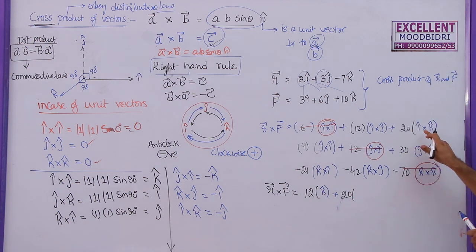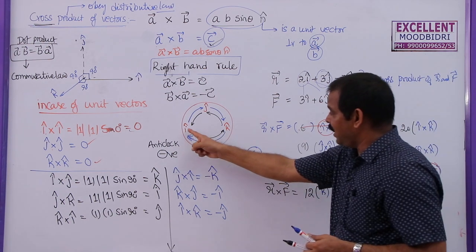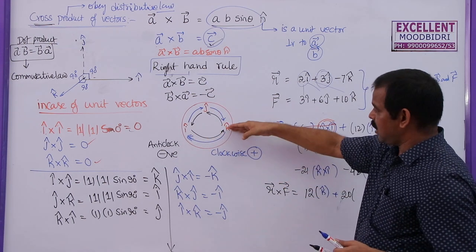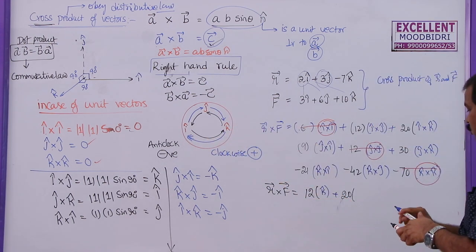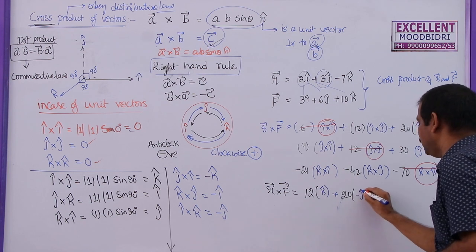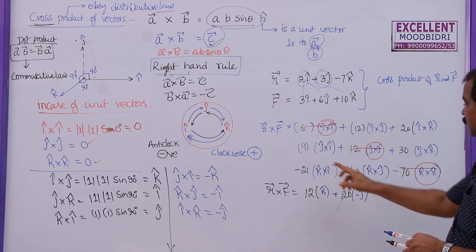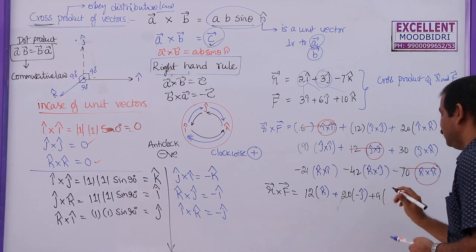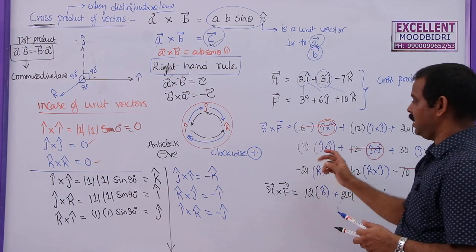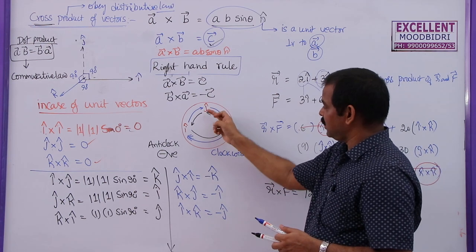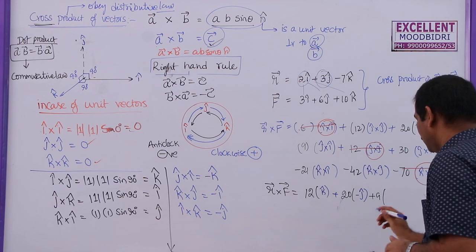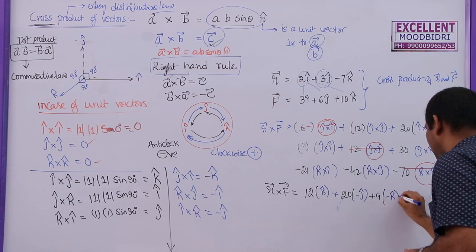What is this i cross k? i cross k will become minus j. As it is in anti-clockwise direction, this will be negative. So minus j cap. Then this is 9, this is plus 9. But what is this j cross i? This is j, this is i. j cross i, anti-clockwise, negative, minus k. So I am going to write minus k cap.